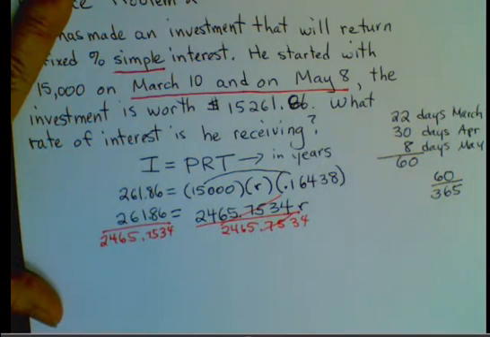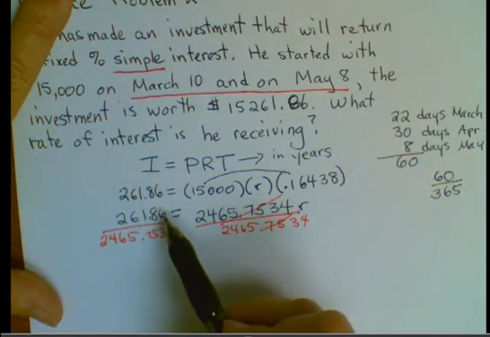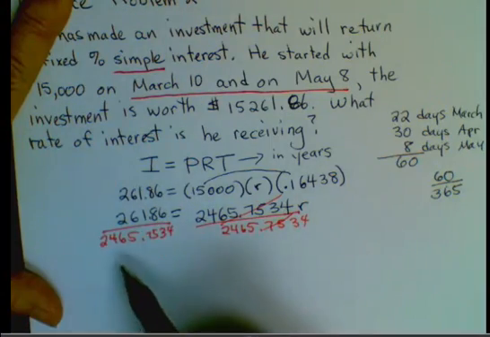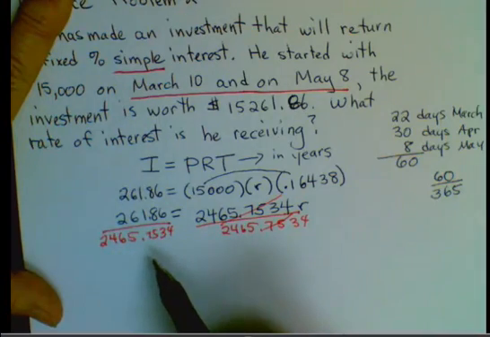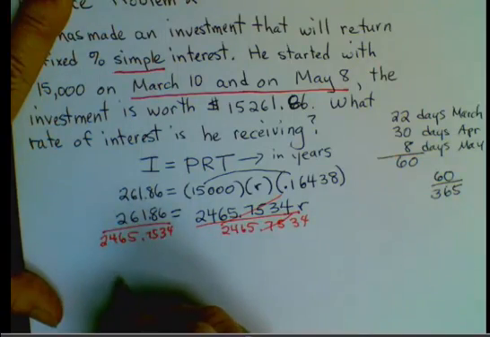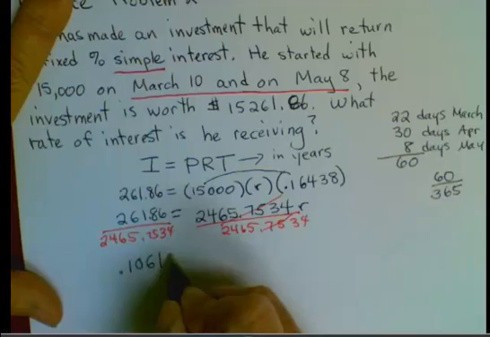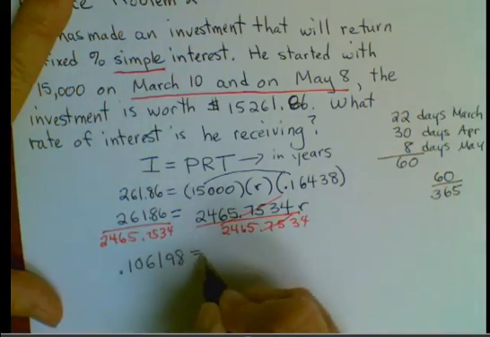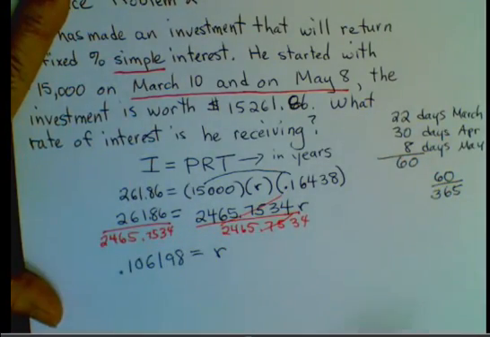So make sure that you punch it in top to bottom. 261.86 divided by 2465.7534. I get back 0.106198 equals R. And we want to go to percentage.